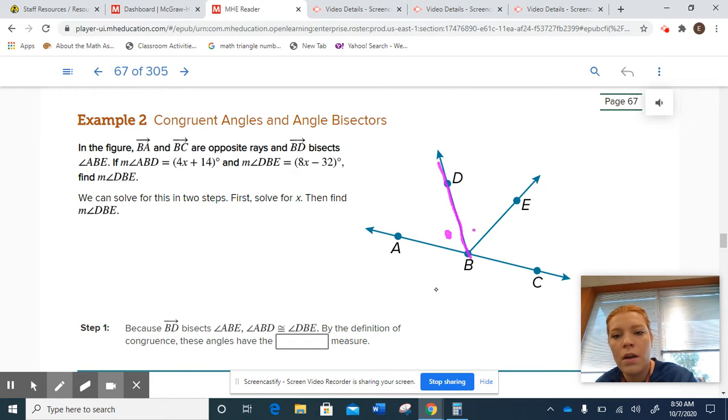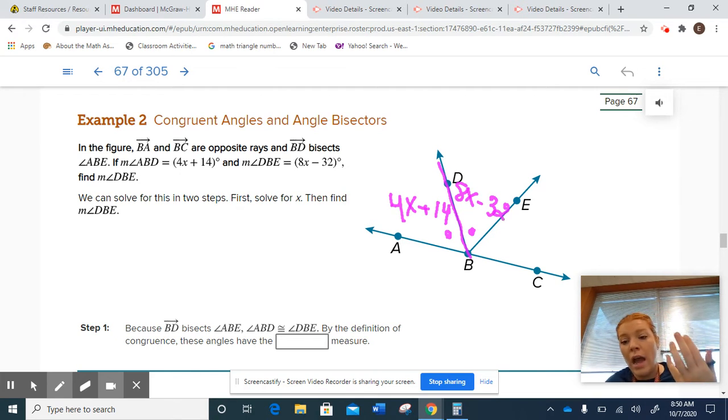And so I know that this spot and this spot are equal to each other. It says ABD is equal to 4x plus 14. And DBE, this one, 8x minus 32. And it wants us to find, and the M stands for measure. So they wanted you to actually figure out the degrees of DBE, this angle here. That's our goal at the end.